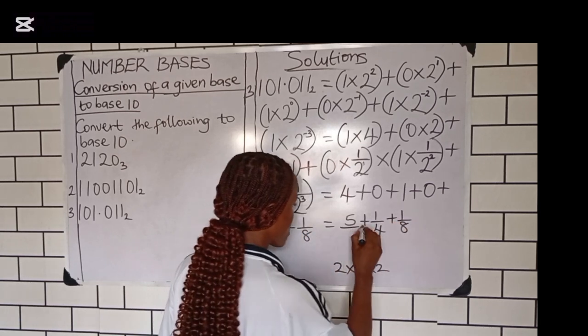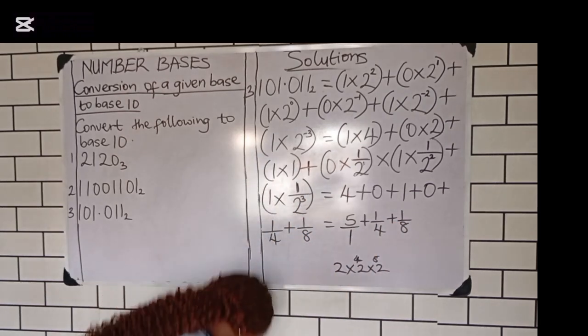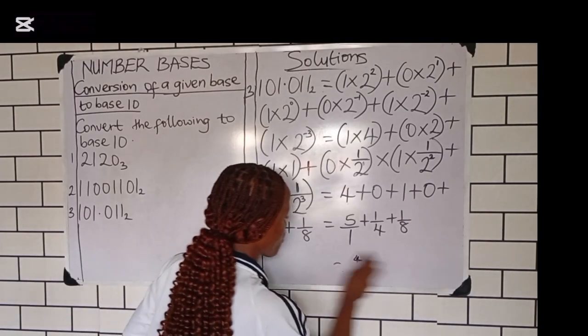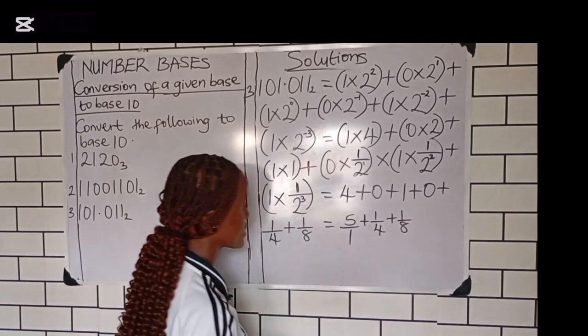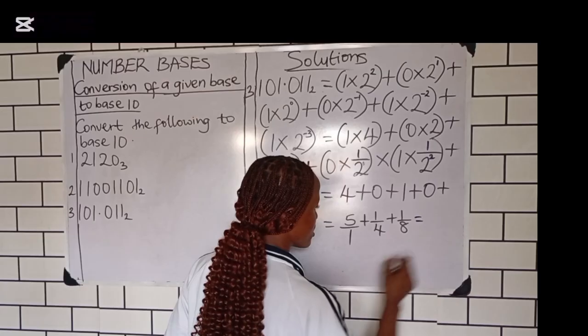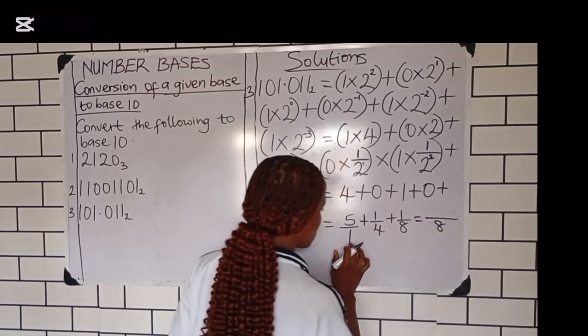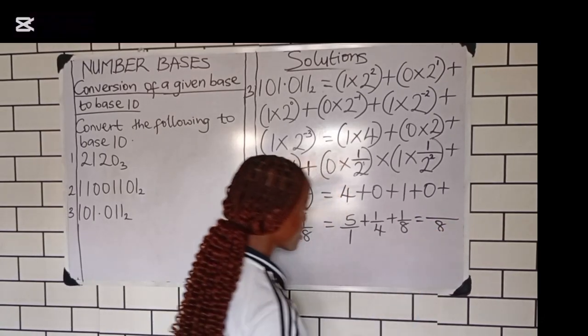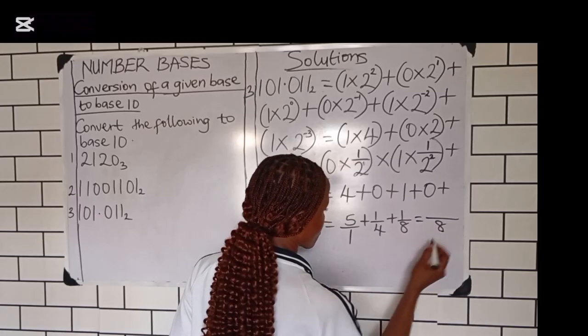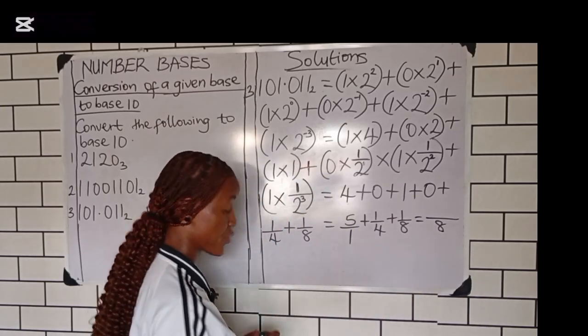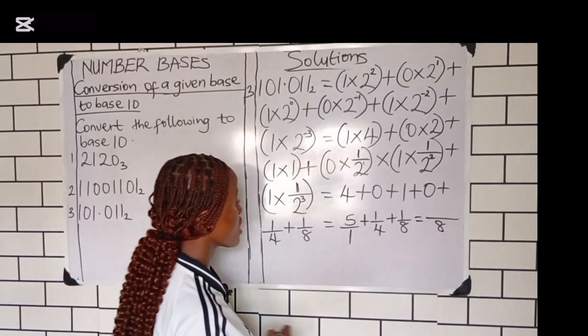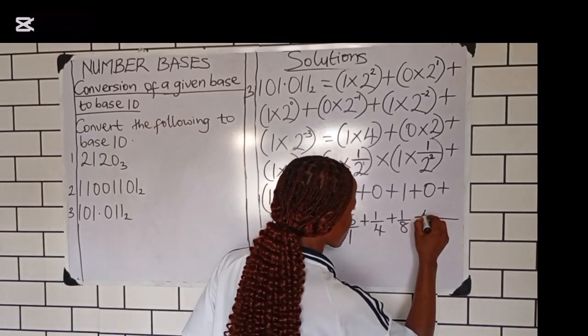You can use your calculator and change it to decimal fraction if you want. I will still do that later. Now we have the LCM here is 8. 1 divide 8 here will give us 8. 8 times 5 will give us 40. Have your 40.